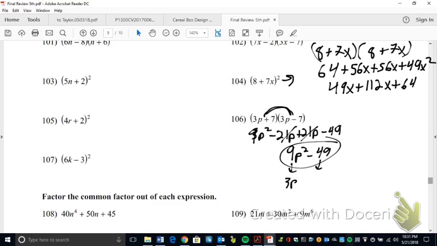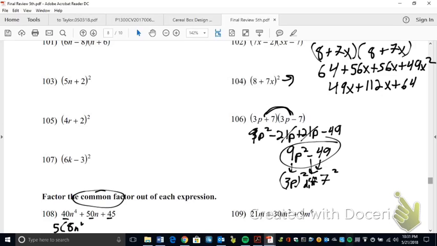Why is it called the difference of squares? Well, we have 3p squared minus 7 squared, and the answer to a subtraction problem is the difference. So that is the difference of squares.